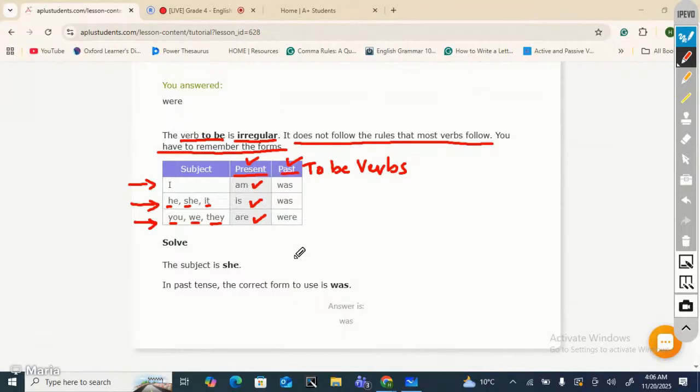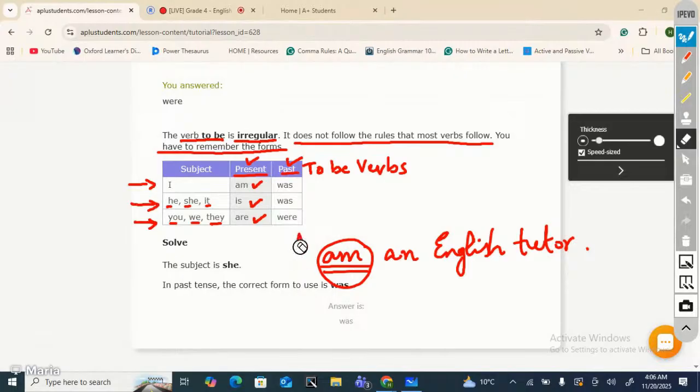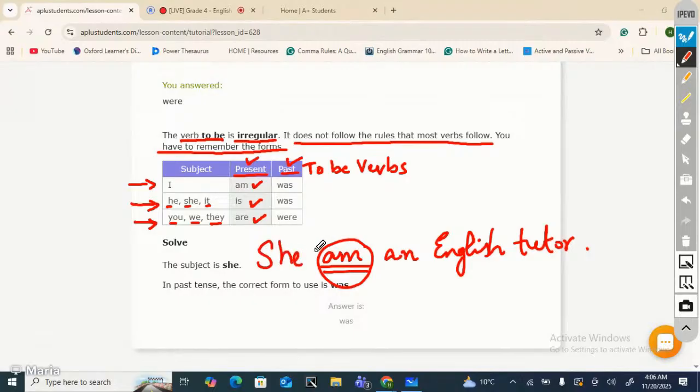With I, in present tense, I am an English tutor. So with I I have used the form of to be verb, am. But if I change the subject, if the subject is she, can we use the same to be verb with she?